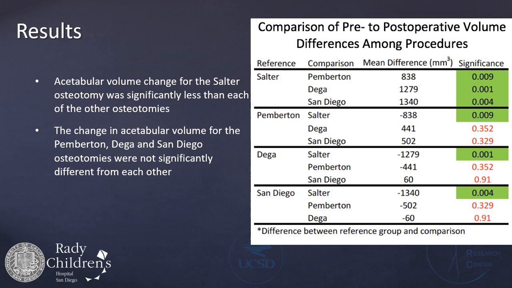When comparing the mean change in volume between procedures, we found the mean volume change for the Salter osteotomy was significantly less than each of the other osteotomies. In addition, the mean change in volume for the Pemberton, Dega, and San Diego osteotomies were not significantly different from each other.